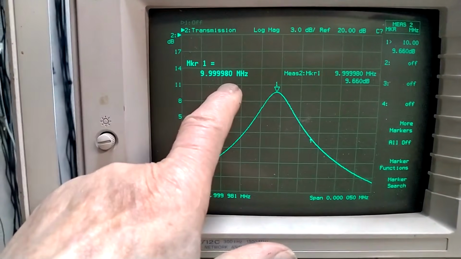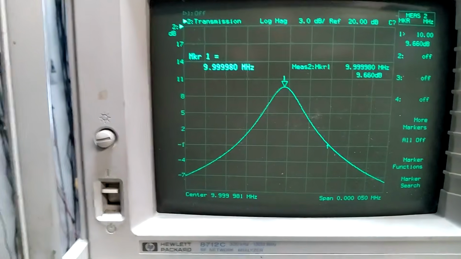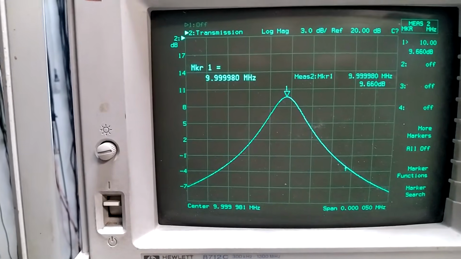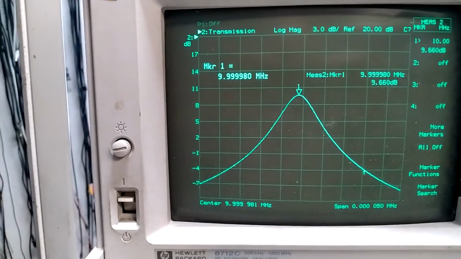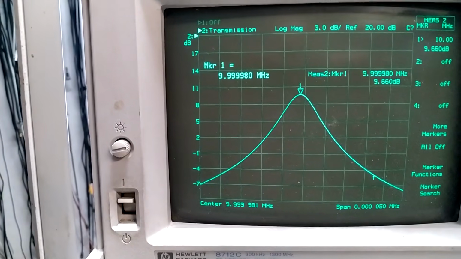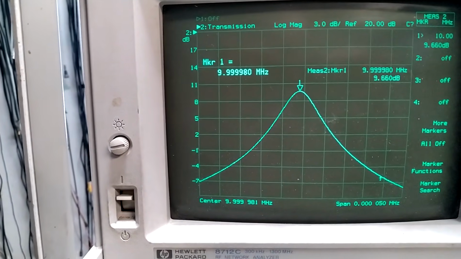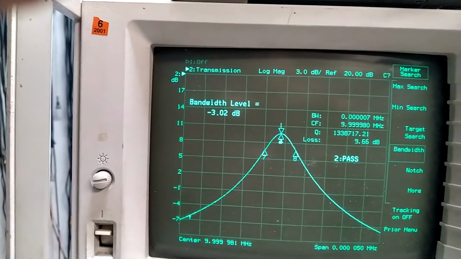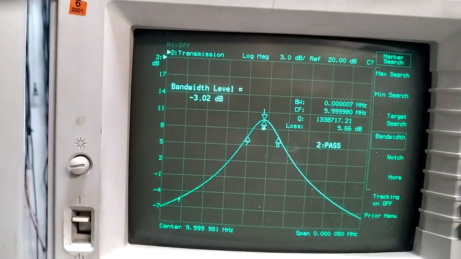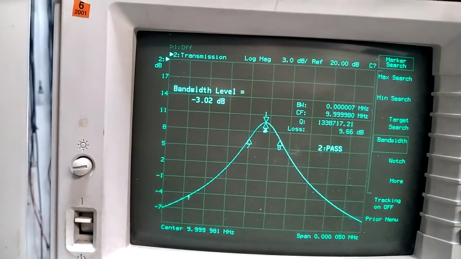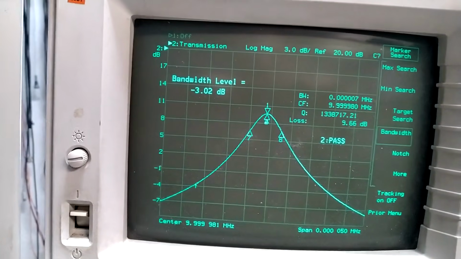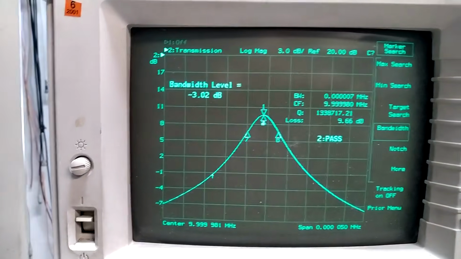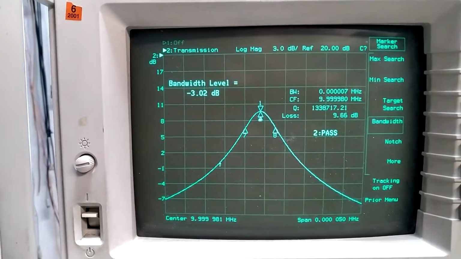The frequency is 20 Hertz below the calibration of this network analyzer, while the Wenzel oscillator is at plus 18. So that gives a good frequency difference. Now, what is the bandwidth? It is very sharp. Q is 1.33 million. This is odd, but this is what I see.